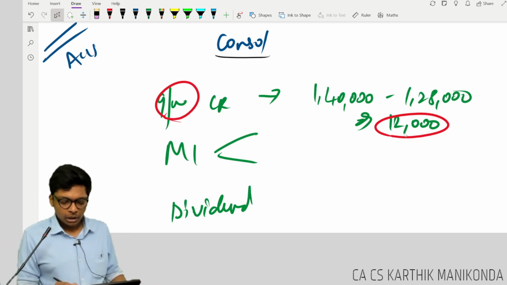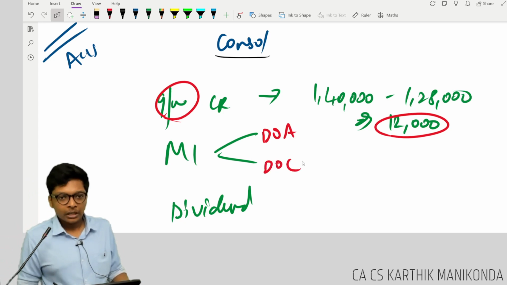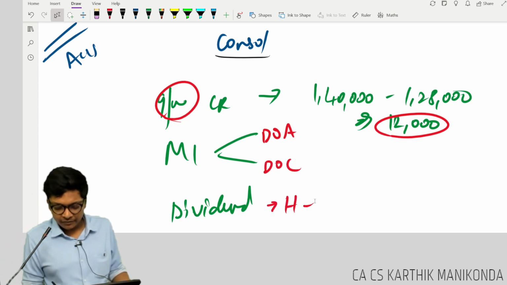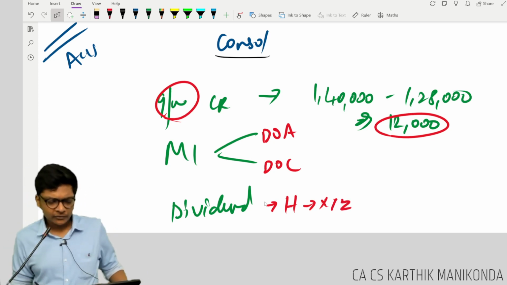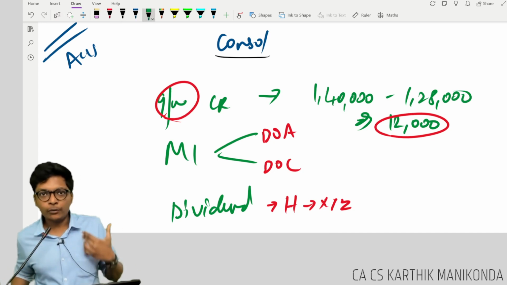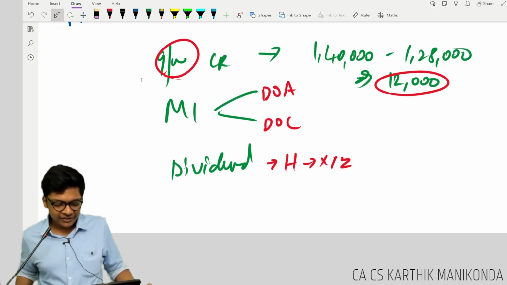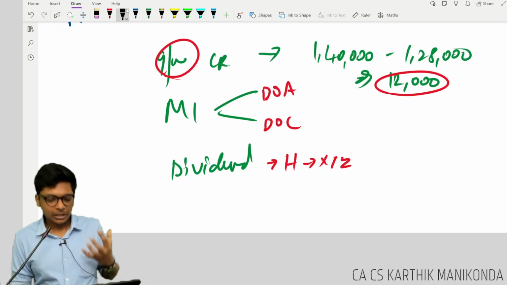Done, guys. Now you have to find minority interest on the date of acquisition and date of consolidation, and how the holding company, which is XYZ, will account for the dividend that they have received. Correct? Let's do one by one. Simple sum. I don't want to give you time. We will do it together. I want you to participate when we are doing it together. First, let me finish off the dividend. Who is receiving the dividend? XYZ.